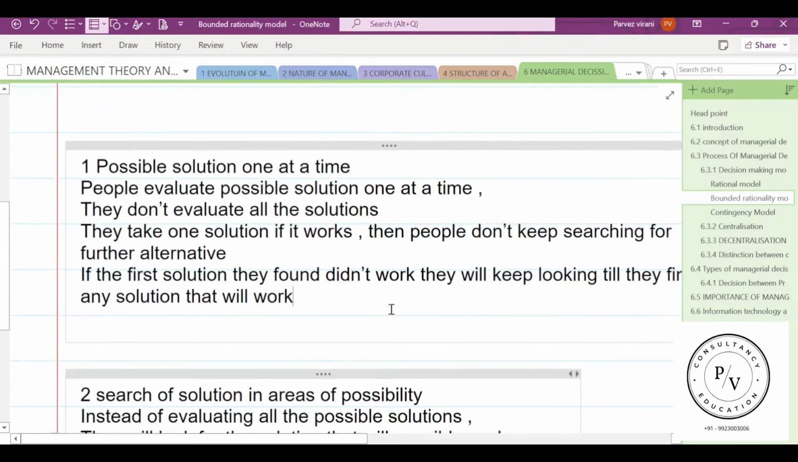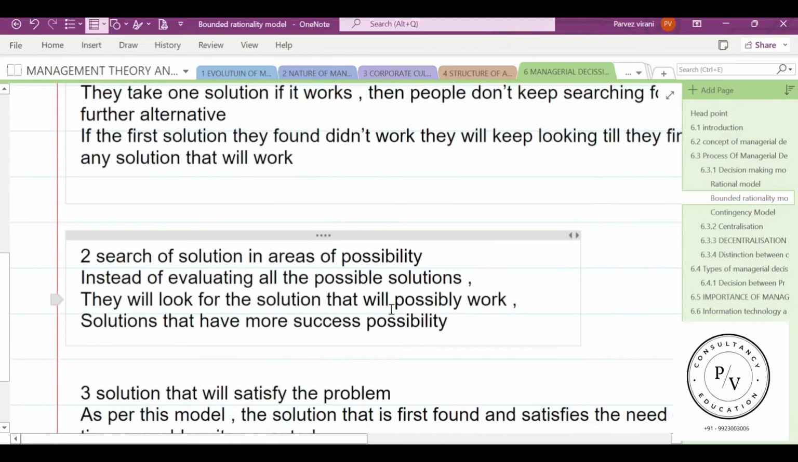Okay. Second is search of solution in areas of possibility. Instead of evaluating all the possible solutions, they will look for the solution that will possibly work, solutions that have more success possibility. So they search for the solutions in the areas of possibility. They do not go ahead and evaluate all the solutions. So this is more on the practical side.